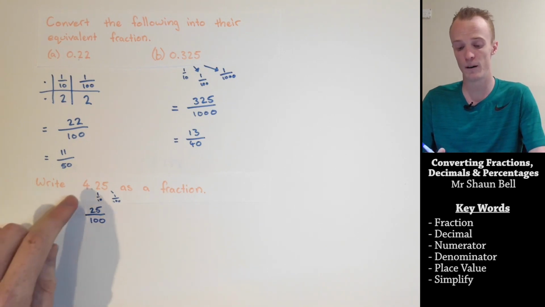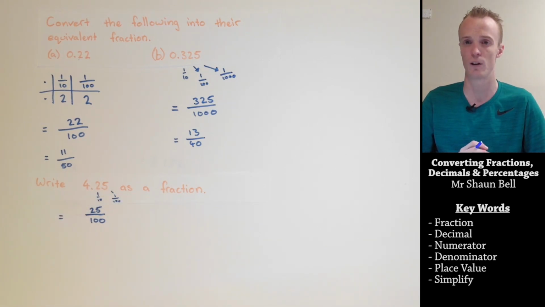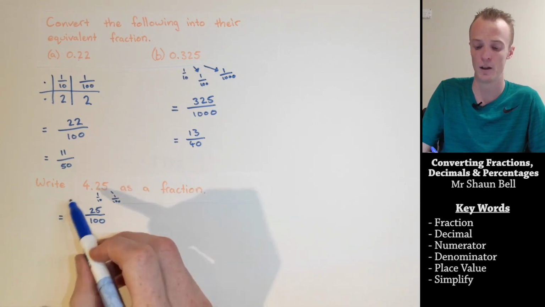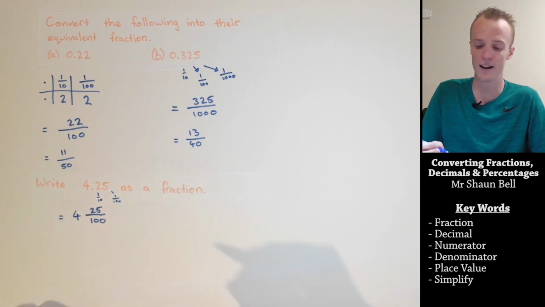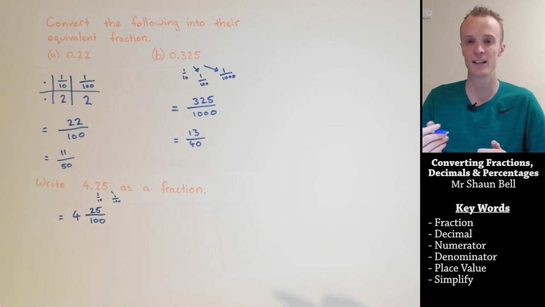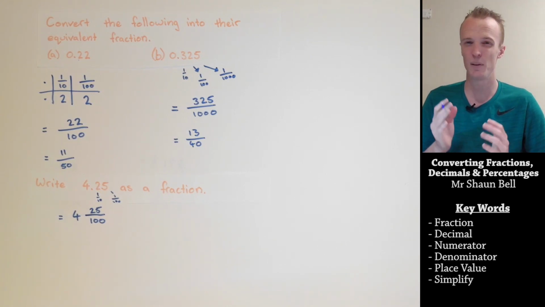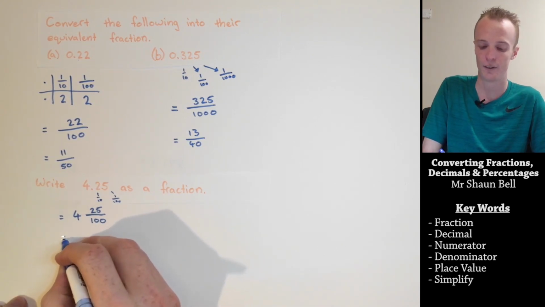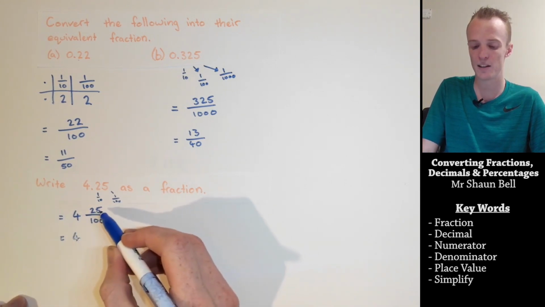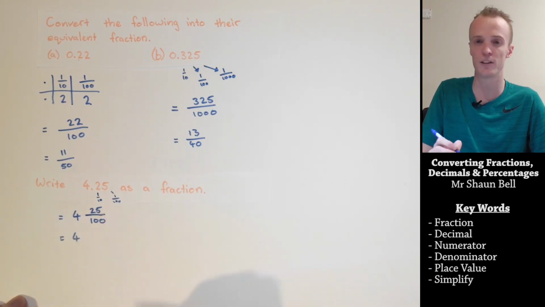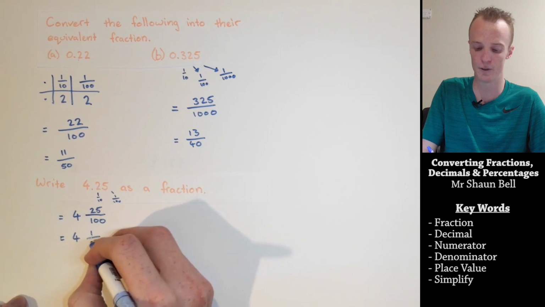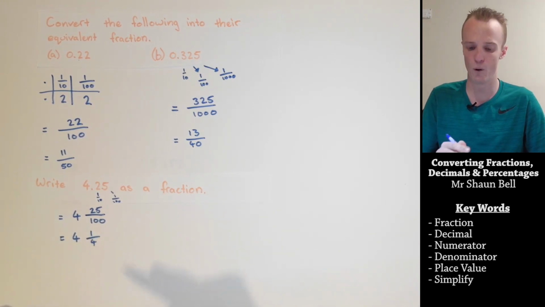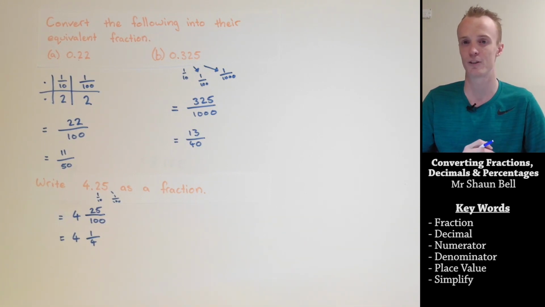But now we've got to represent the 4 whole units that we've got. And we represent this whole number, which is the number before the decimal place, in front of the fraction. And we create a mixed fraction of 4 and 25 over 100. Now finally, we always simplify fractions. So that is going to be equal to 4, and 25 divides into both the numerator and the denominator. 25 divides into 25 once, and it divides into 100 4 times. So 4.25 is equivalent to 4 and 1/4 as a fraction.